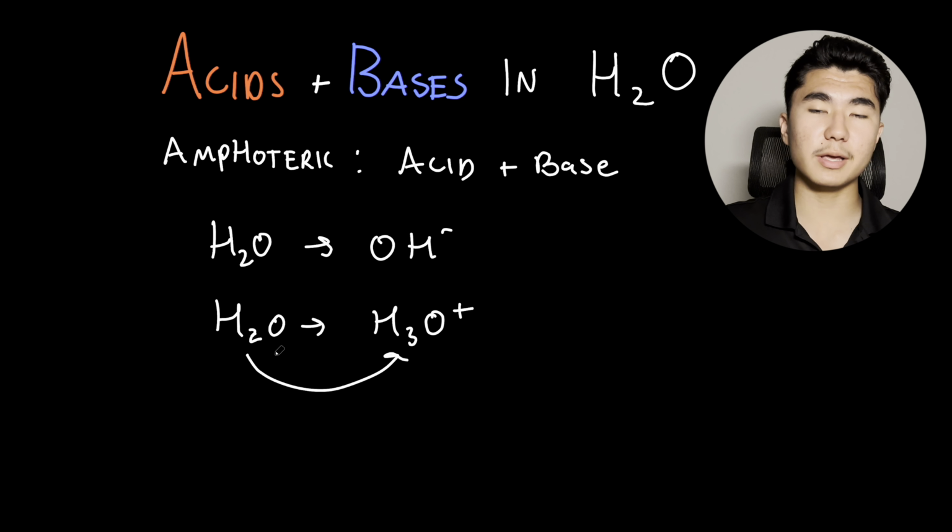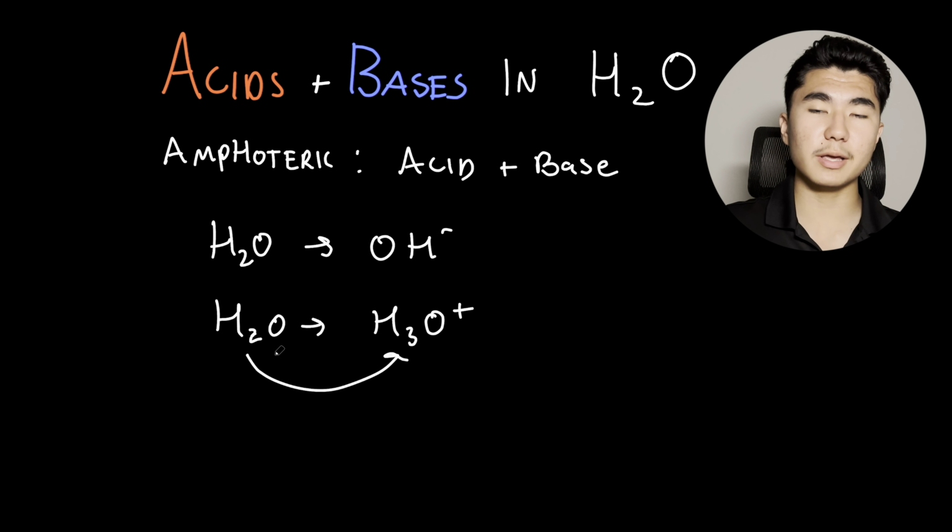So now that we know that, let's talk about the autoionization of water. Autoionization of water is basically the production of these hydroxides and these hydroniums. If you want to write it down, it looks like this.